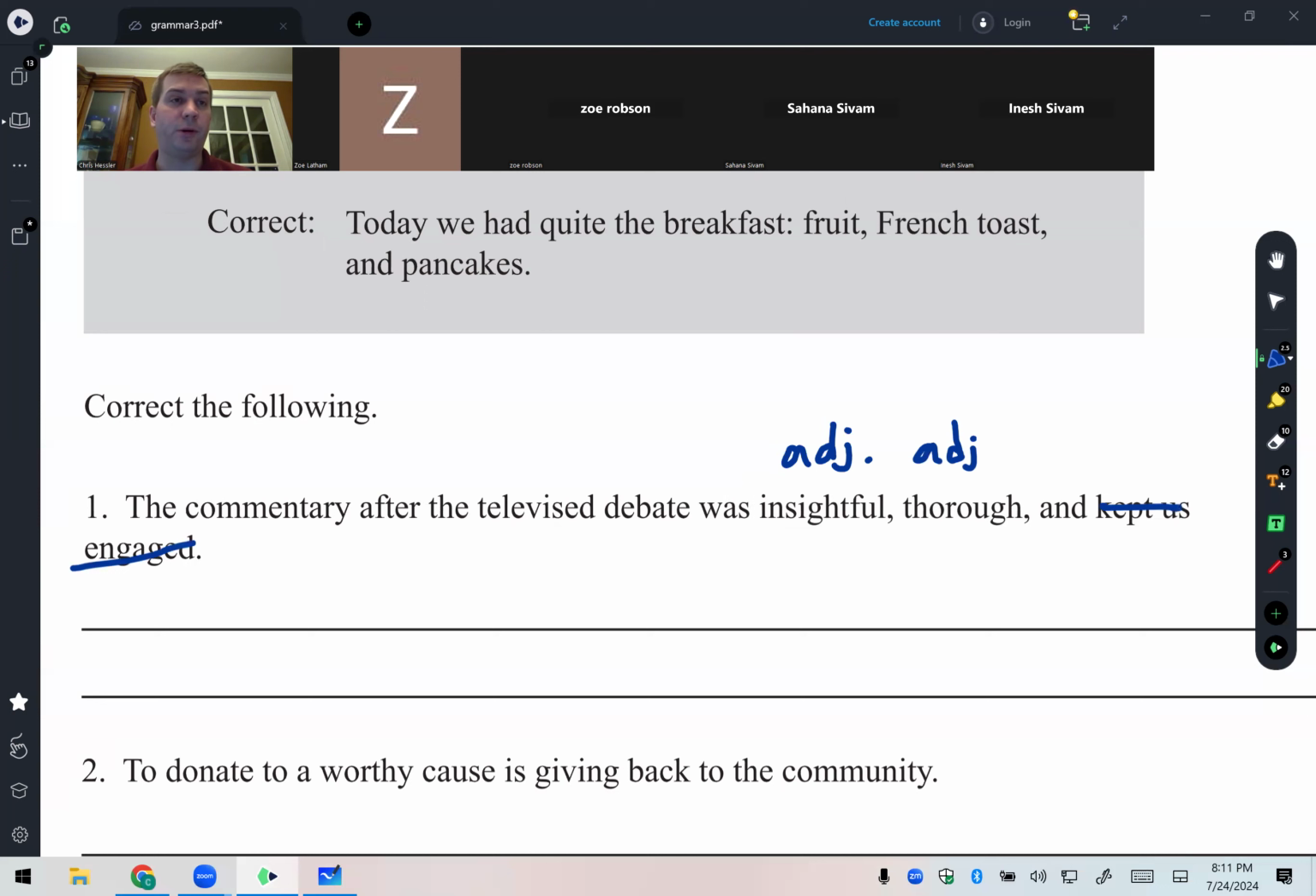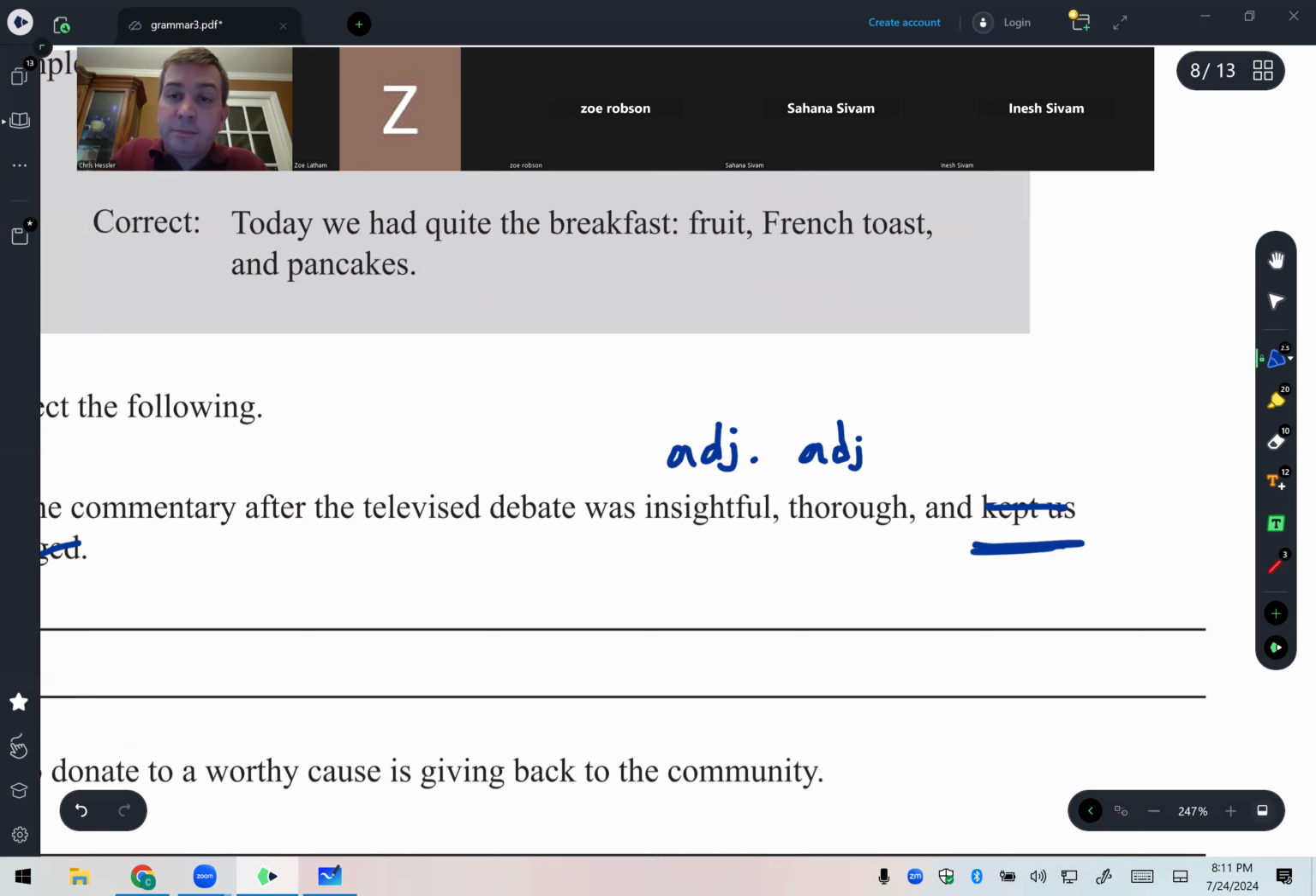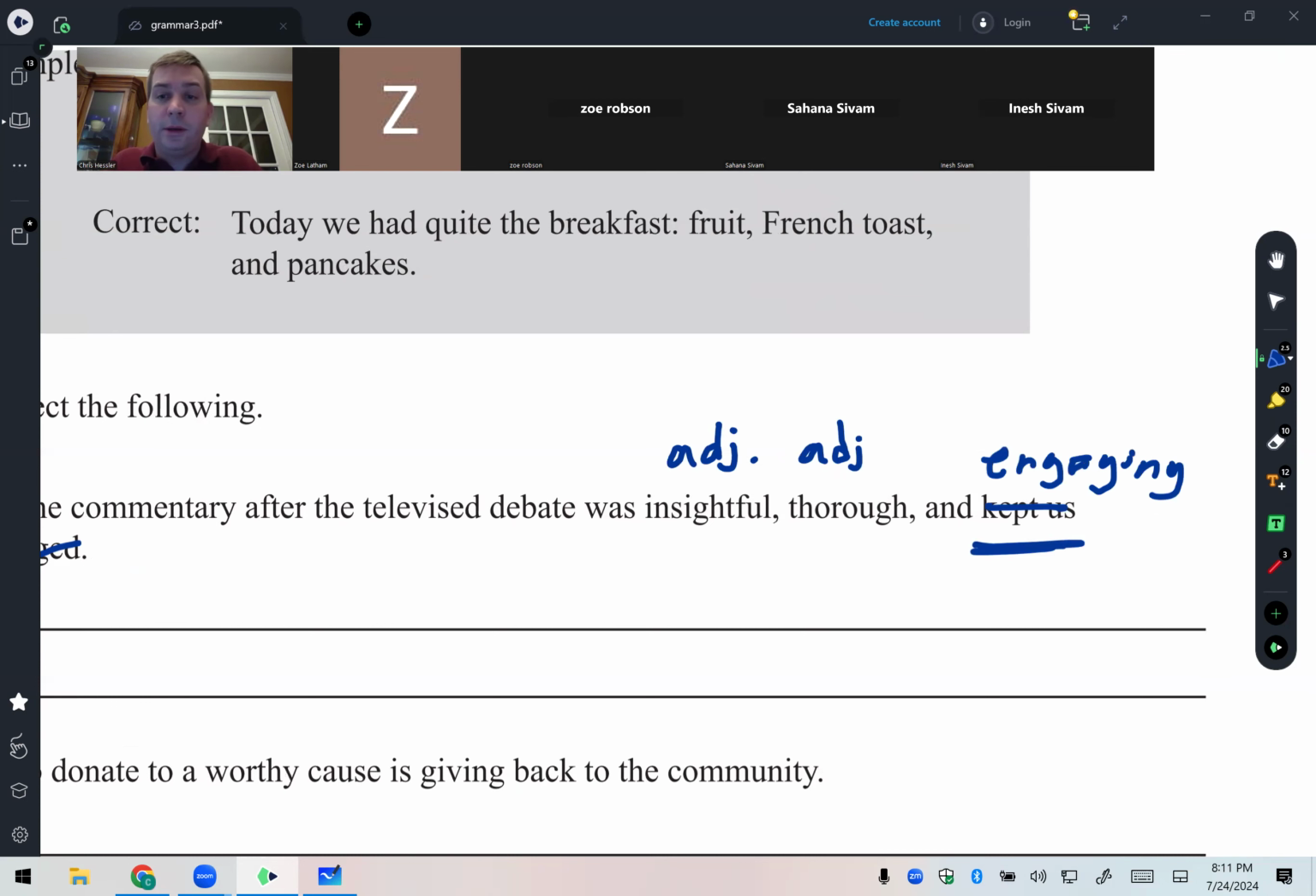I'm actually kind of looking forward to another debate if it happens. I don't know if it will. I doubt that the commentary will be insightful, thorough, and whatever this third thing is, though. What goes here? We just need parallelism. Would it be engaging? Yeah, perfect. Engaging. Excellent. All right, next one.